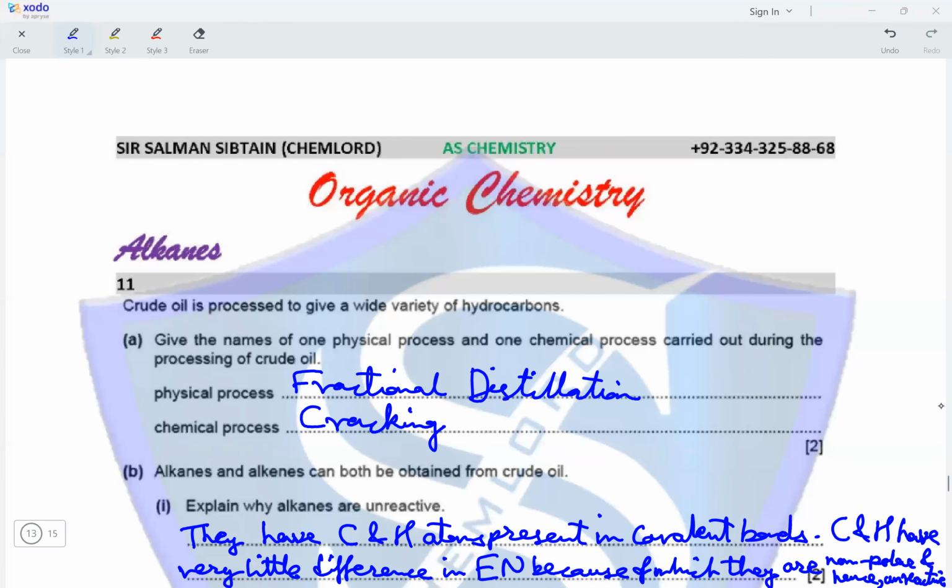We can also include here that the carbon-carbon bonds and the carbon-hydrogen bonds have high bond energies. That means they are stronger. So it is not easy to break those bonds. That is another reason why alkanes are unreactive.